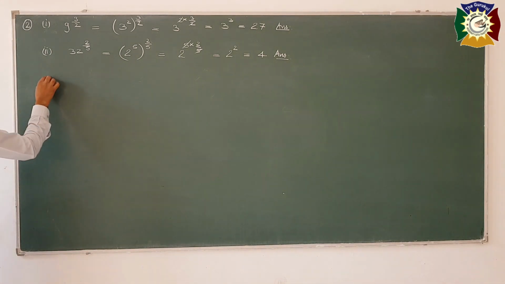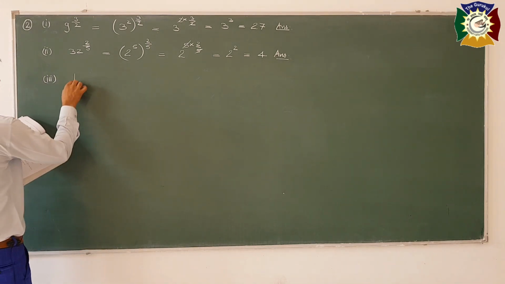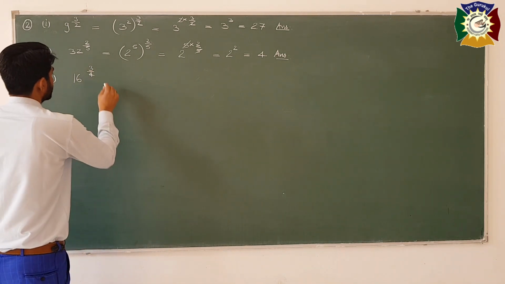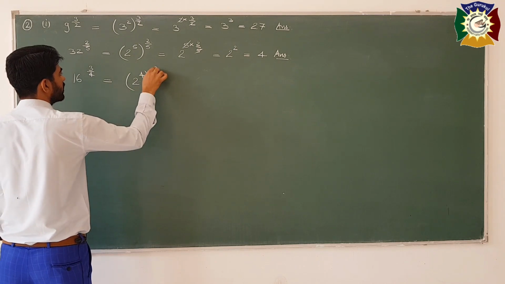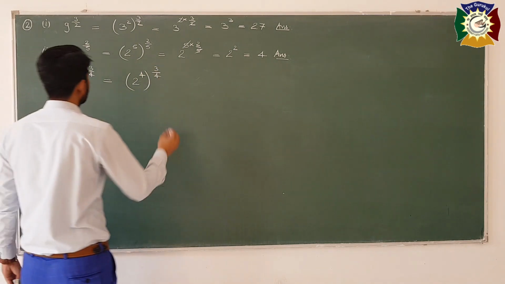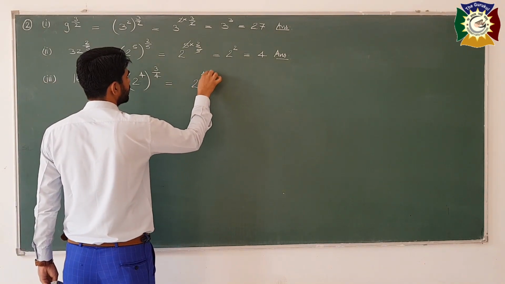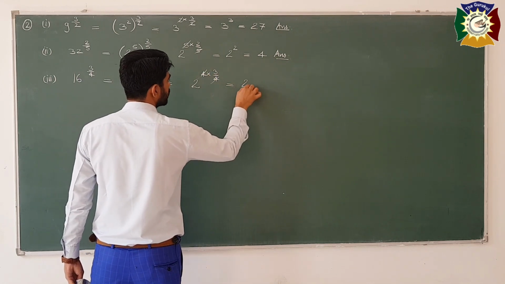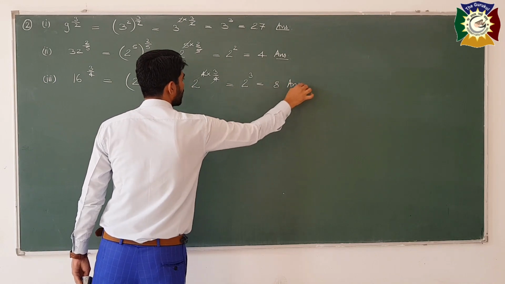Next, third we have 16 to the power 3 by 4. So it can be written as 2 to the power 4 whole to the power 3 by 4, which is equal to 2 to the power 4 multiply 3 by 4. 4 will get cancelled. 2 to the power 3, which is equal to 8. This is the answer.